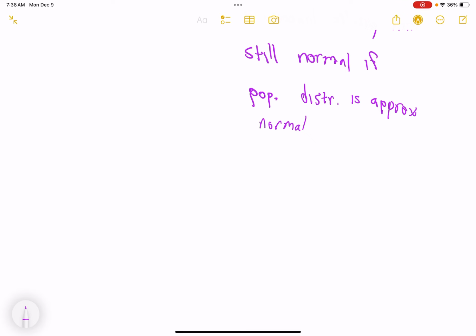sampling distribution where the sample means of number of elk in a particular area are, or maybe not even number of elk. That's not fair, because that would be better done as a proportion. Well, you could do it. But let's say like average age of an elk, right? Let's say that's approximately normally distributed.